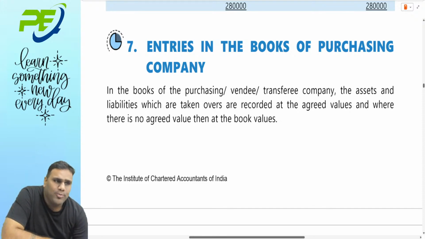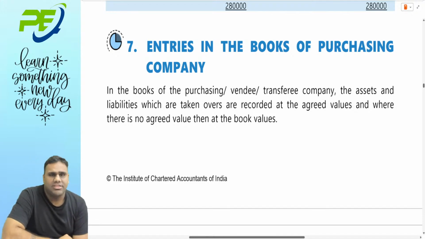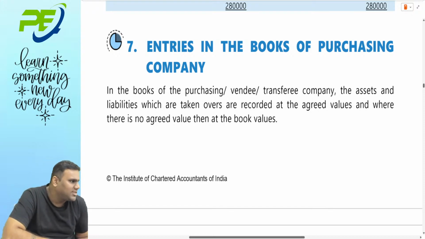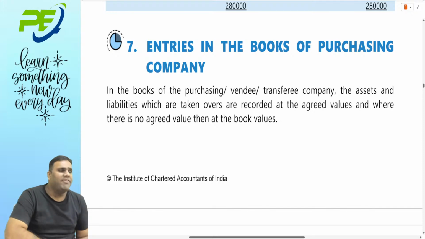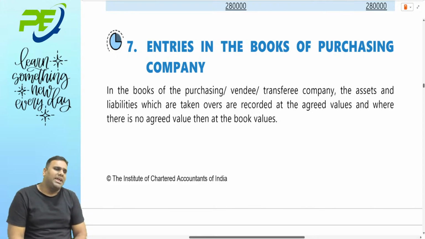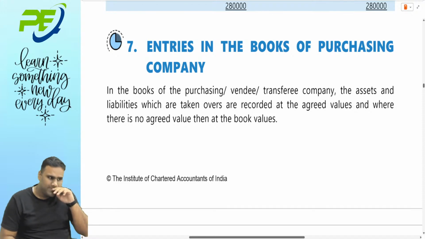Journal entry in the books of purchasing company. There we are going to have a few points. Point number 1, business purchase. Whenever you purchase, the purchase account is debited. Same way, here you will debit the business purchase account.